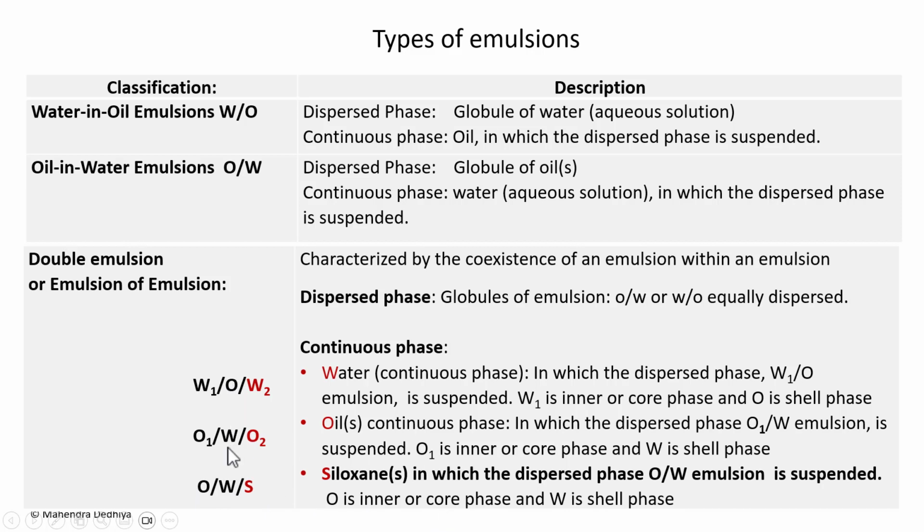The shell phase is immiscible with the surrounding phases. So oil in this case is immiscible with the water phase. Water phase here is immiscible with the two oil phases, and water phase is immiscible with oil and siloxane. In addition to that, there are water and siloxane emulsions.